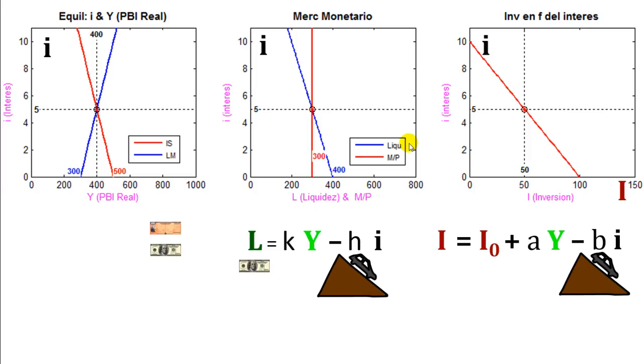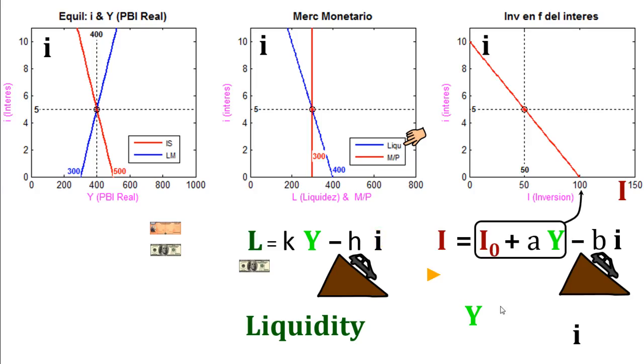In the case of liquidity, we see that y is a constant parameter, whereas i, the interest rate, is a variable, an independent variable. And here we see that the intercept is not on the vertical axis, but on the horizontal axis. Why? Because this dependent variable is represented on the horizontal axis. And here it is mathematically exactly the same. This is the intercept on the horizontal axis because liquidity is represented on the horizontal axis.